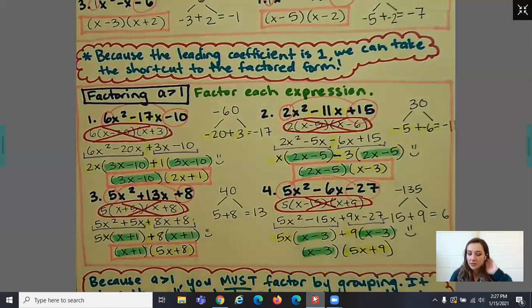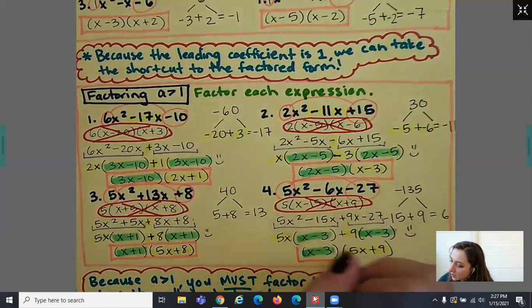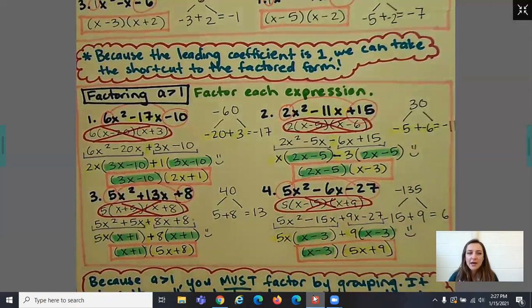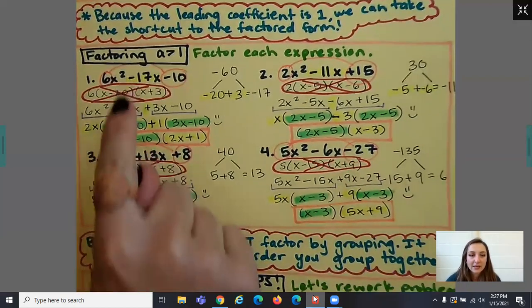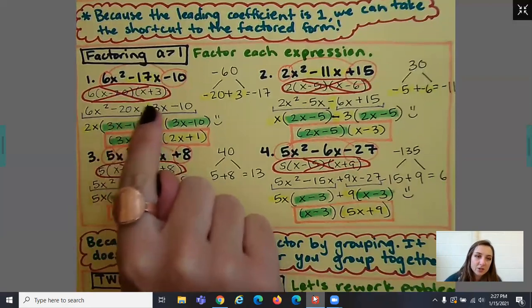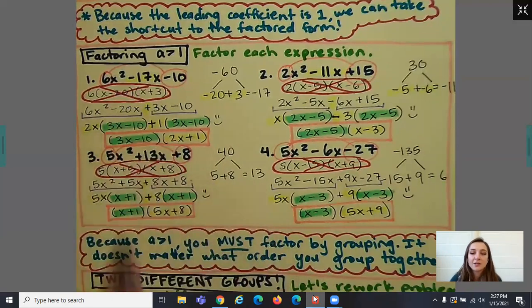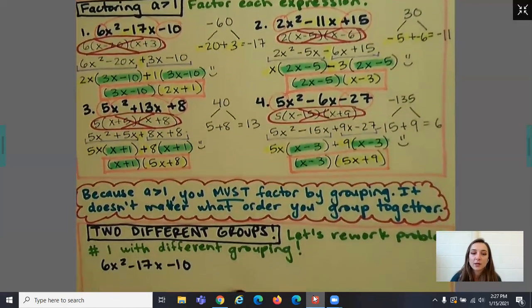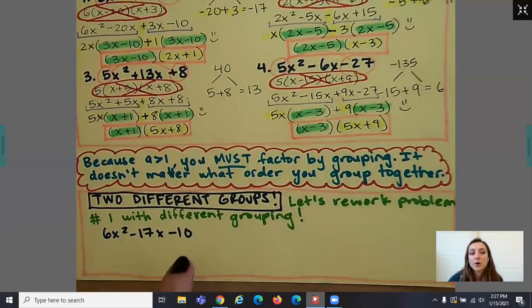Okay, in the next video, it's going to be very, very short. I'm going to show you that it doesn't matter which way you group these. And we're just going to do the first example again. So I'm just talking about these two terms here. You could put 3x first, and you could swap those, and you'll get to the same answer. You'll just have a different grouping. So in the next video, you can watch how you can have two different groups, and you'll get the same answer.